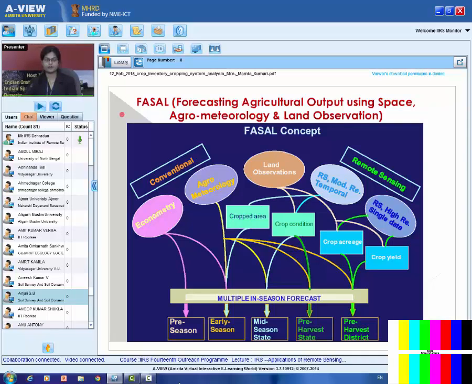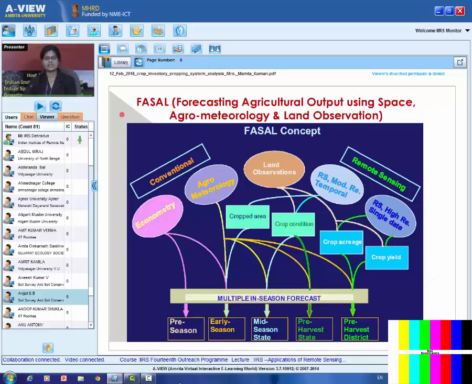After the successful result from the CAPE, Fasal has been started. Fasal is nothing but forecasting agricultural output using space, agrometeorology and land observation. Here we are using the conventional approach by the econometry as well as agrometeorological information. Agrometeorological means weather data, climatic data. Then along with the field observation, we are using the high resolution as well as moderate resolution satellite data for various outputs like what is the crop area, what is the crop condition, acreage or yield.